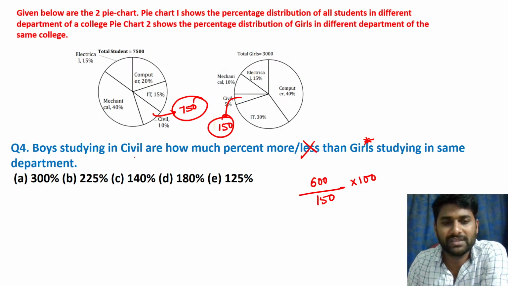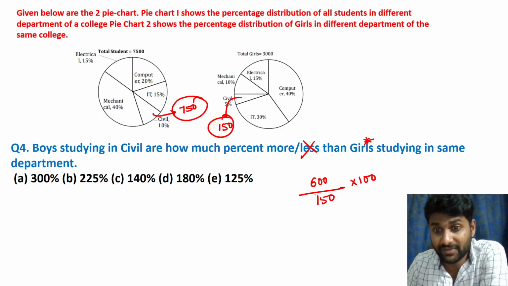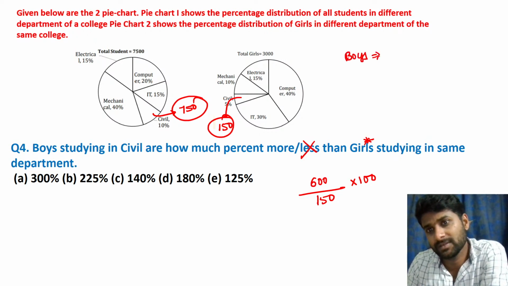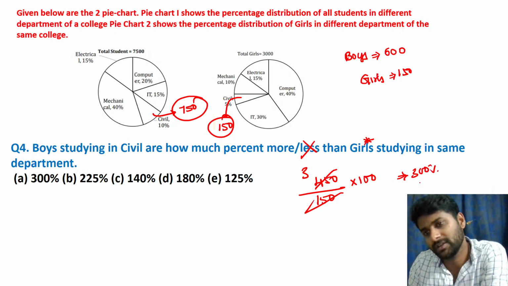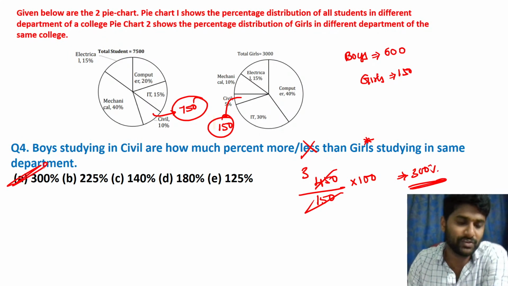See here, the boys studying in the civil department. Sorry, 750 is the overall value. Number of boys are 600, girls are 150. Here the information related to boys to girls, it's 450. So it is exactly 3. 3 into 100 is equal to a value of 300%.